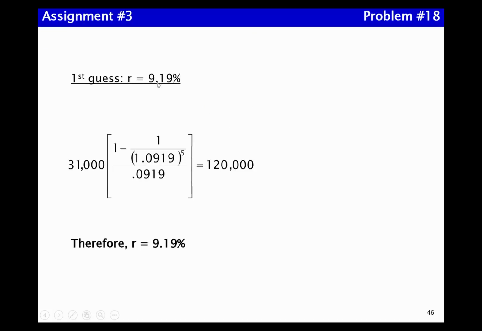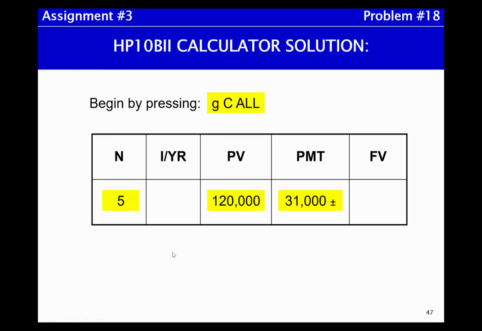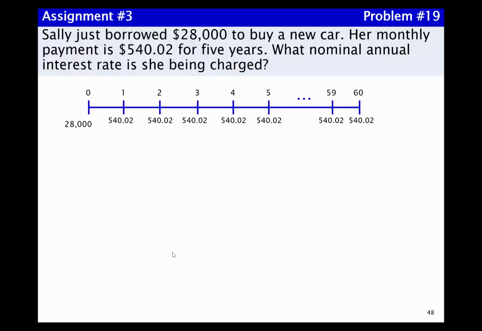Our first guess is 9.19%. We get that from the calculator, but plug it in. If I'm grading your work on an exam, you must plug in the rate and do it correctly. So I put in 0.0919 for r and demonstrated that it's 120,000. Therefore, we can conclude the unknown interest rate is 9.19%. Okay?